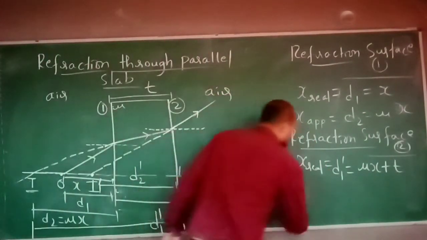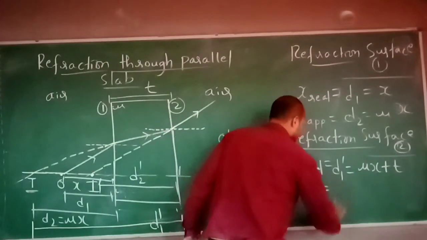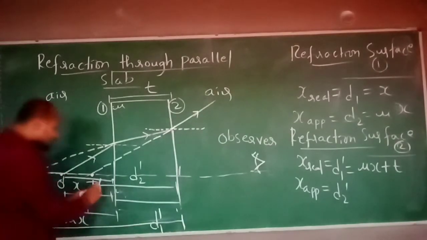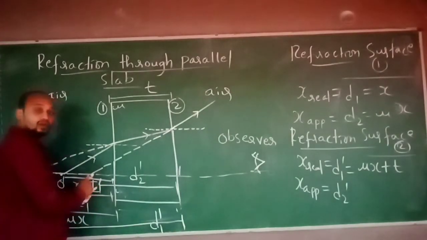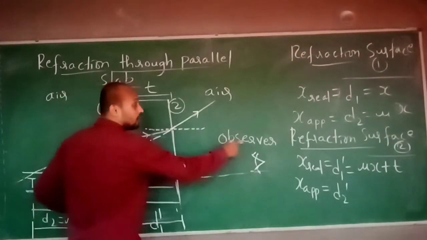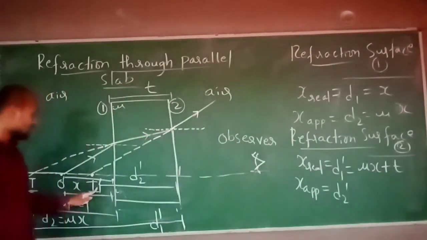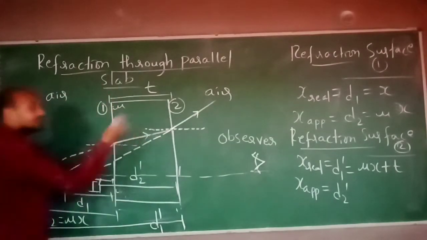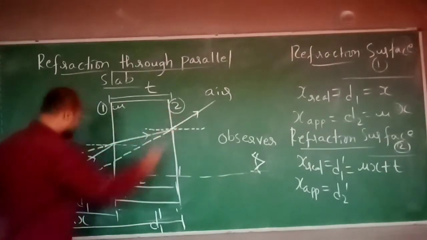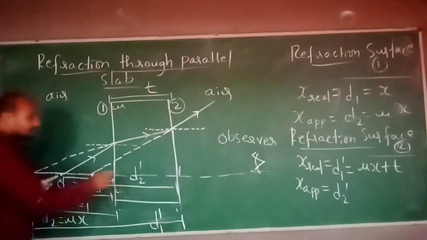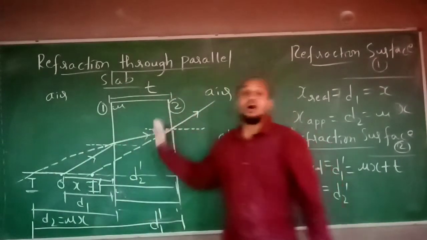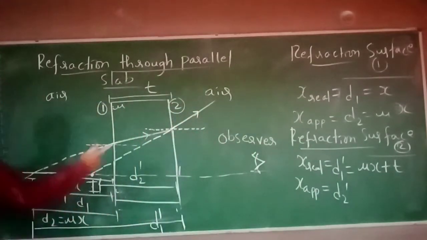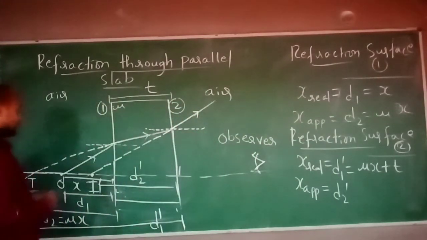Now if you want to find x apparent, what is x apparent? It is D2 dash. This is the final image observed by the observer after the second refraction. Before the two refractions, the object was here. After two refractions, from the first surface and the second surface, this is the final image observed by the observer when he observes through the slab. I will come to this later, but let us find x apparent, D2 dash.